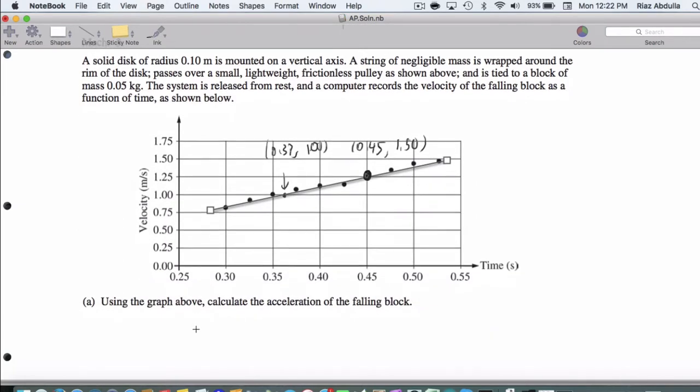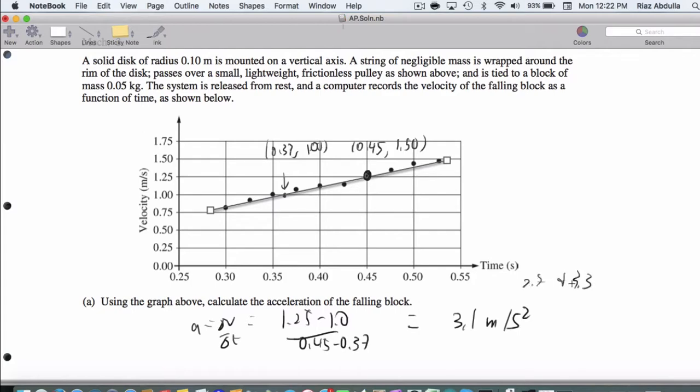So the slope, A, is going to be delta V over delta T. That's going to be like 1.25 minus 1.0 over 0.45 minus 0.37. And when I worked that out, that was about 3.1 meters per second squared. You should be getting something between like 2.7 and 3.3 for your answer.